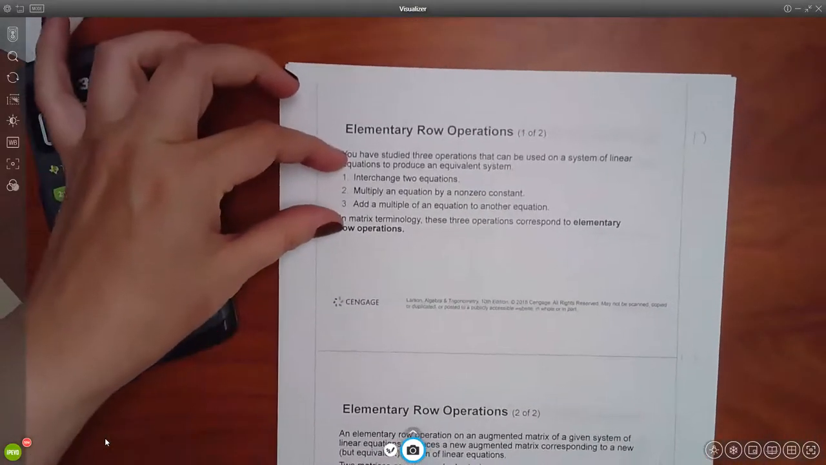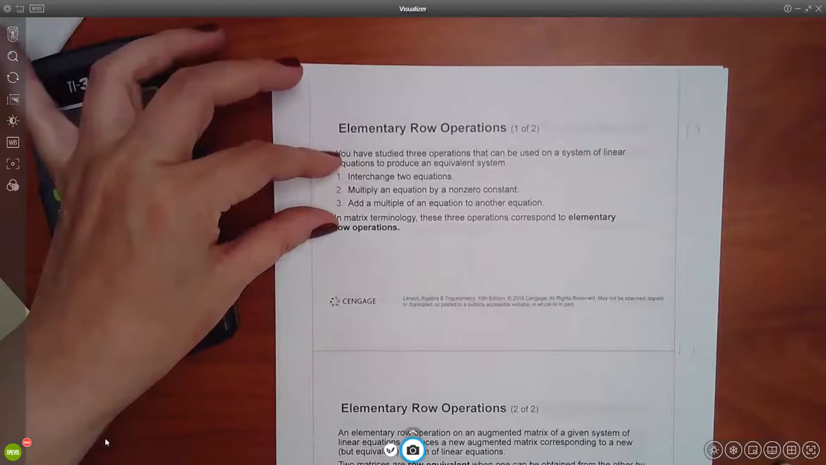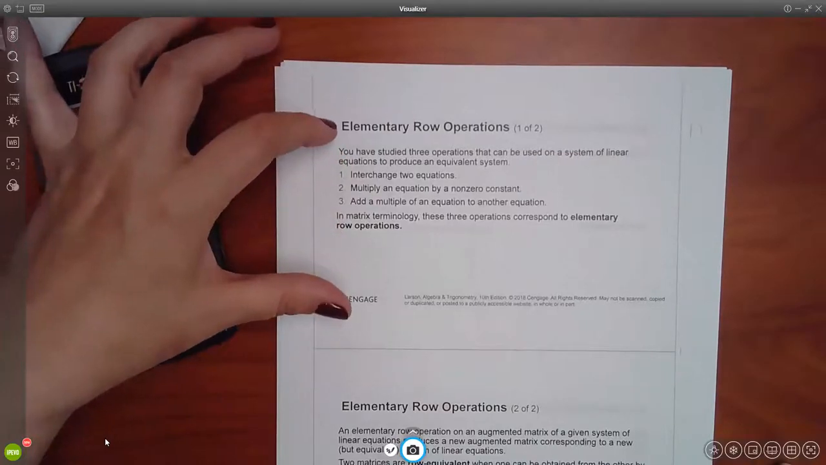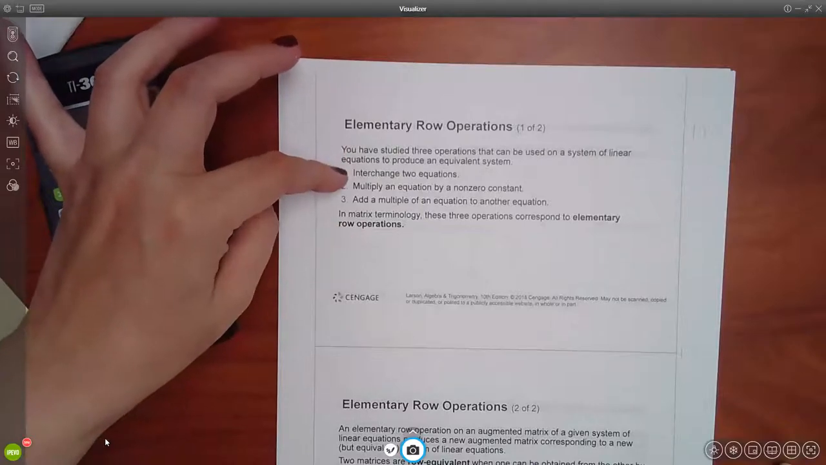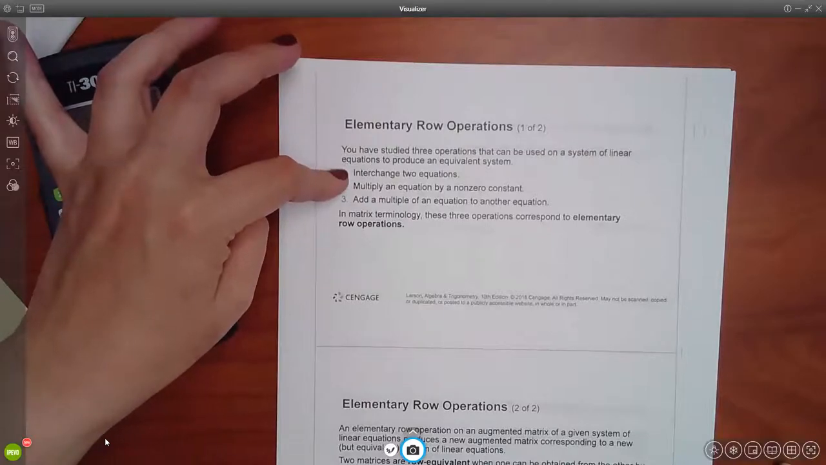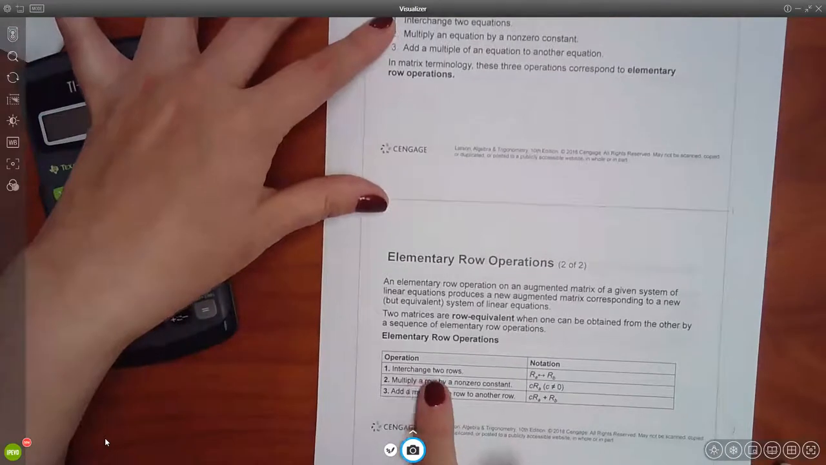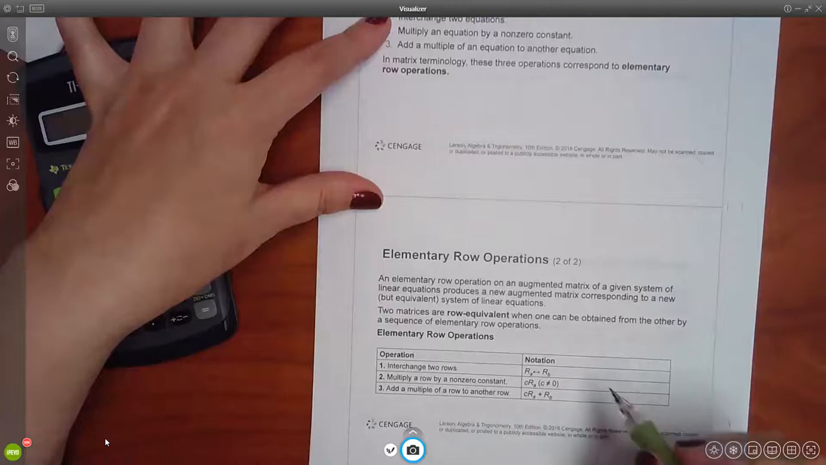Look at these three things again. They're the same thing that we saw before when we were doing the elimination method. They are what were called row operations. In the row operations, you can interchange any two rows, just like you can interchange any two equations when you're solving systems. Interchanging two rows is denoted by this. So let's say I had a row one and a row two, and I want to swap them. I'm going to say row one is going to get swapped with row two. That's how I tell you what I'm doing.